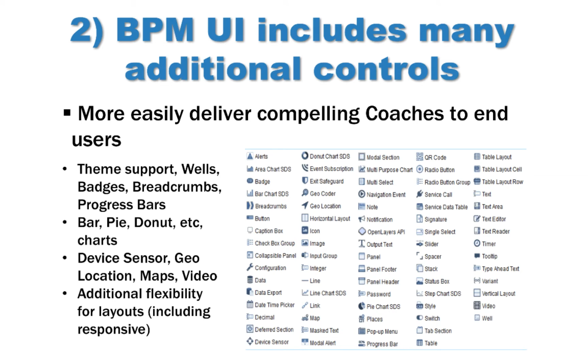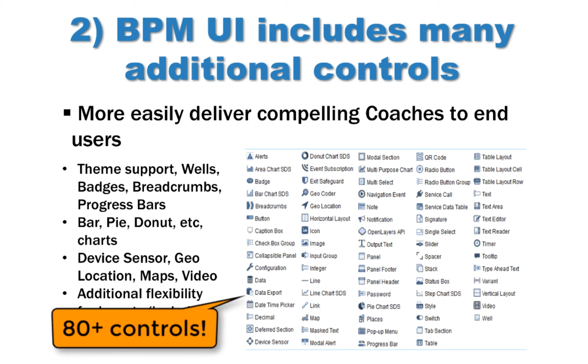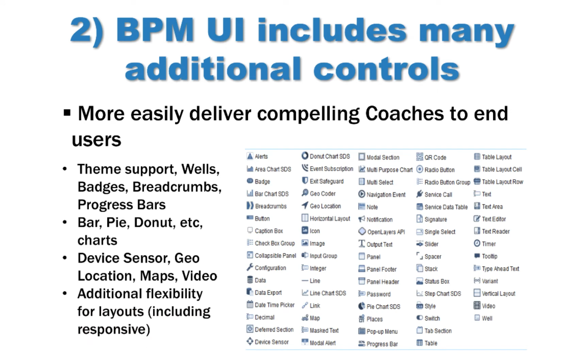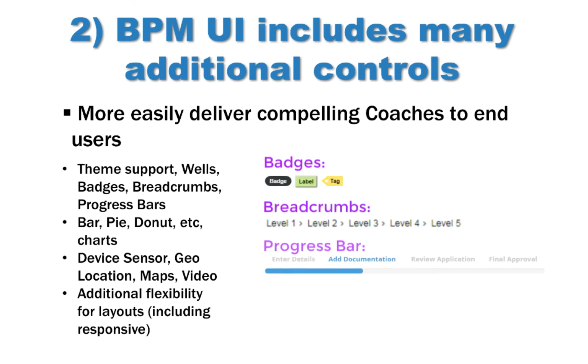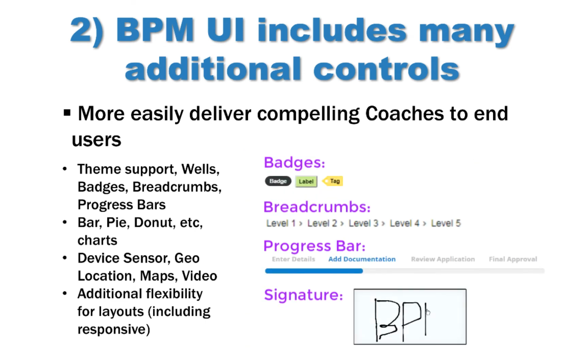On the bottom right, you can see the list of BPM UI controls. Certainly there are a broader number than what was provided with the Responsive Coaches toolkit. This is a superset that not only includes basic functionality, but also includes a lot of additional areas of capability. For instance, things users expect to see. There's full theme support, there's support for wells, there's support for badges, there's support for breadcrumbs and progress bars.